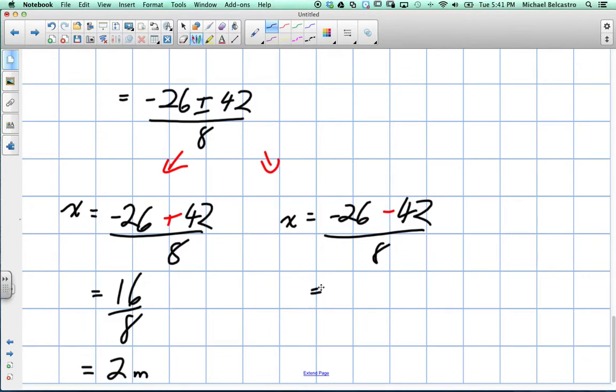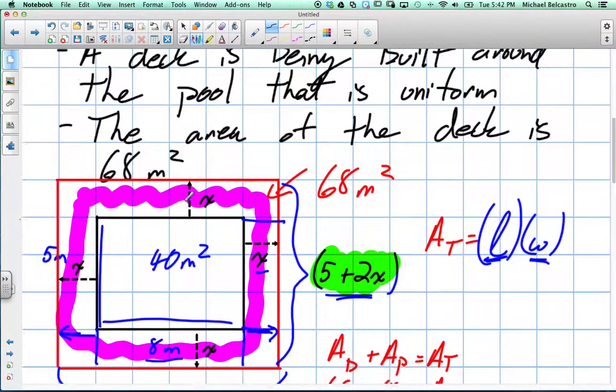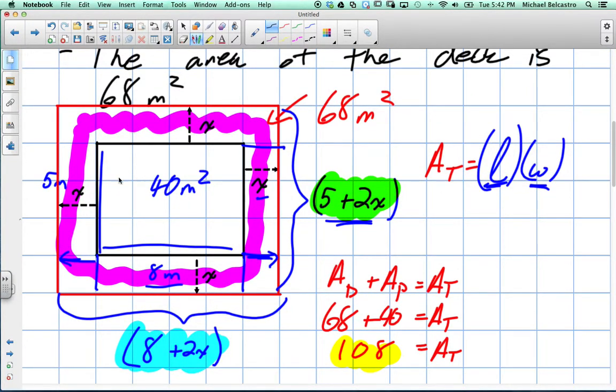Let's see what our illogical answer was. Negative 68 divided by 8 gives us negative 8.5 meters. Well, negative 8.5 meters is definitely not an option for the width of this deck. But 2 meters is an option for the width of this deck. So if we go back up, we recall that x was equal to 2. That means the width of this deck all the way around was 2 meters.